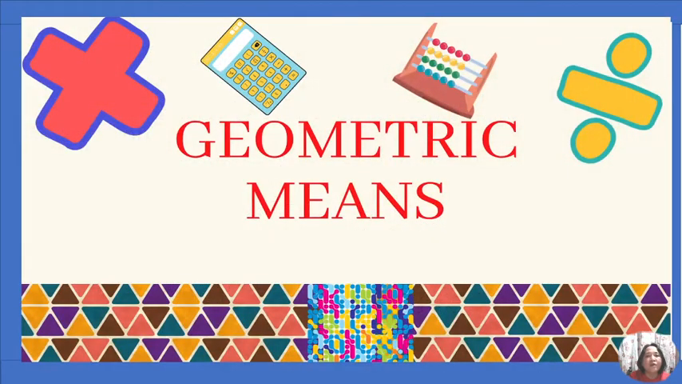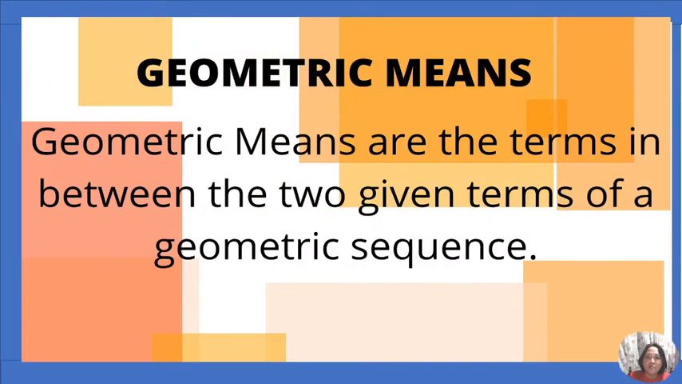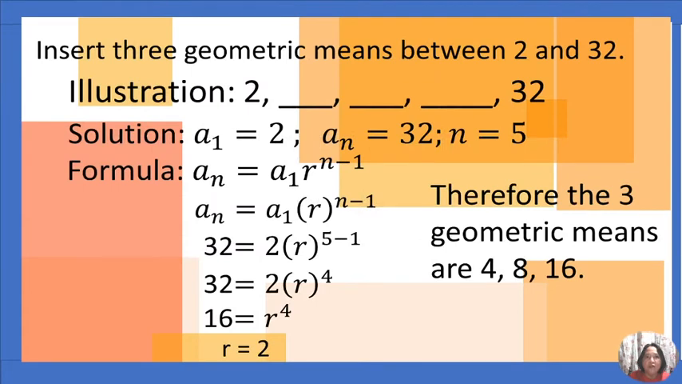Now we have geometric means. Geometric means are the terms in between the two given terms of a geometric sequence. So we have a problem. Insert 3 geometric means between 2 and 32.